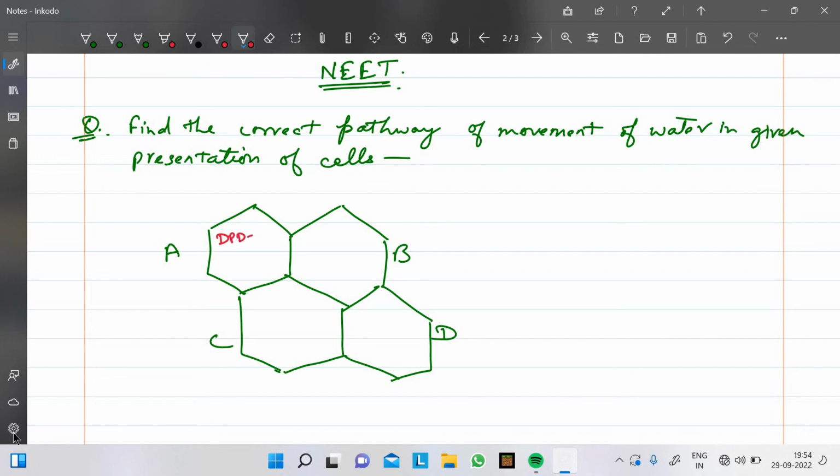डीपीडी इस सेल के लिए है 5 एटमॉस्फेरिक प्रेशर. इसका डीपीडी है 3 एटमॉस्फेरिक प्रेशर. इसका डीपीडी है 4 एटमॉस्फेरिक प्रेशर. इसका डीपीडी है 2 atmospheric pressure. And now we have to find out the pathway of movement of water.